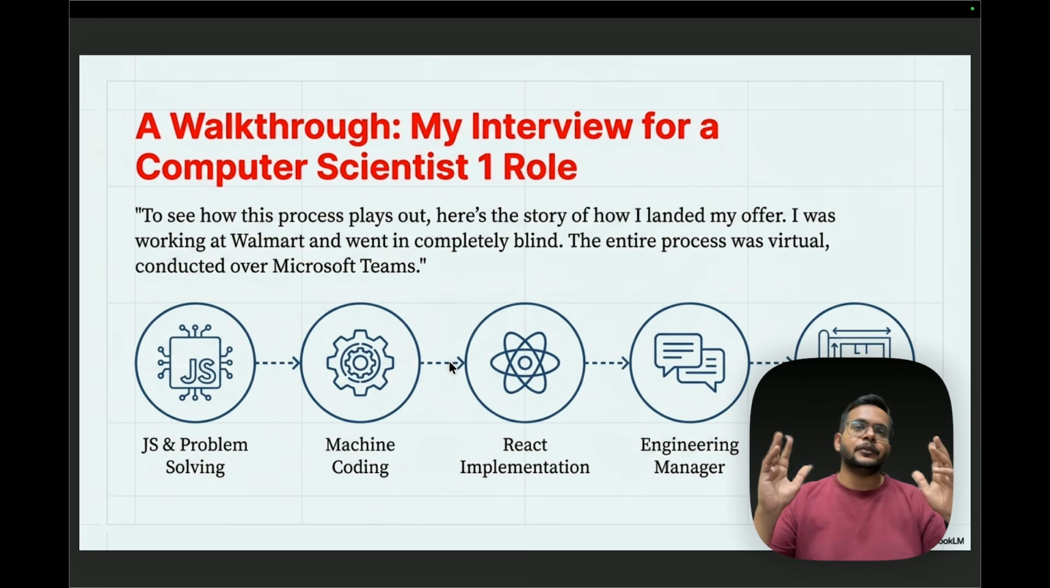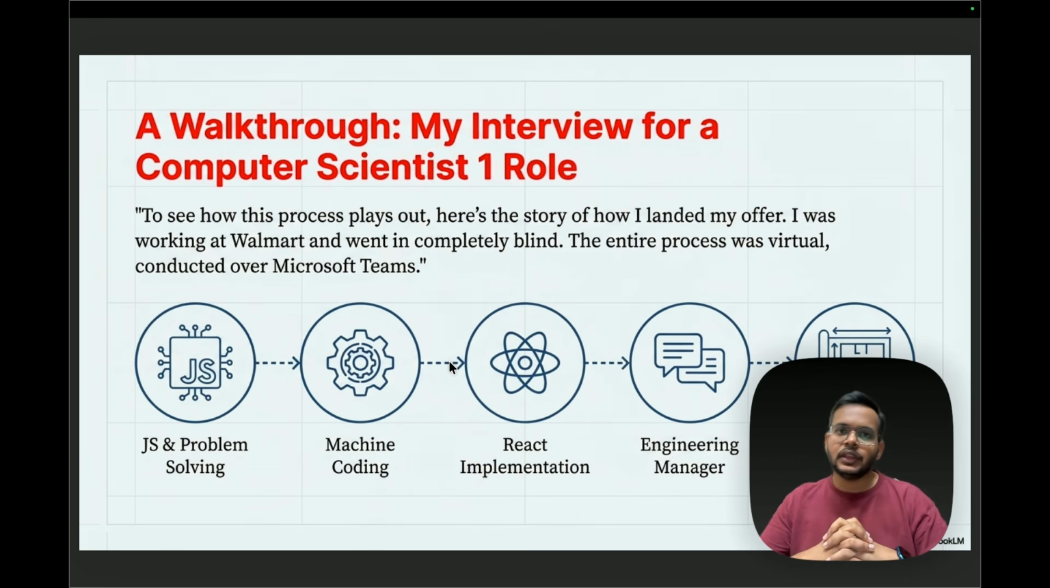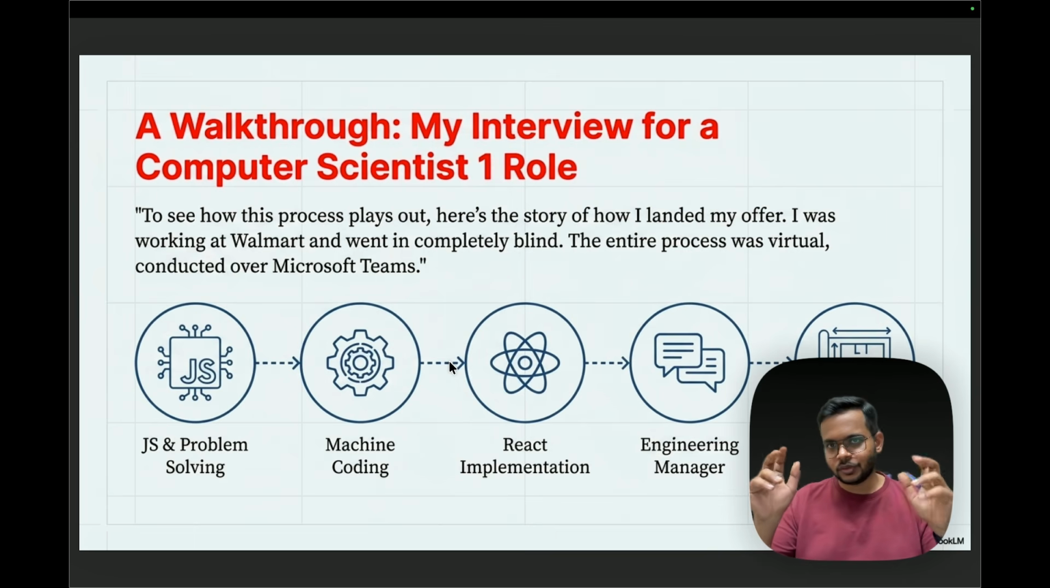Okay. So that was round one. It went well. For round two, machine coding. This was my favorite round, and it was a machine coding round where I had to implement an observer pattern. But the interviewer formulated the question in a very different way, and it was not obvious that I have to use observer pattern to solve the question.